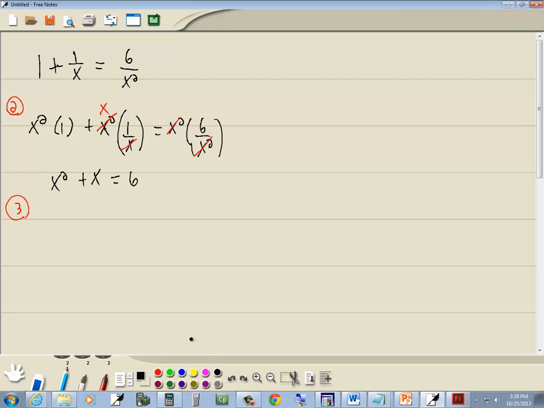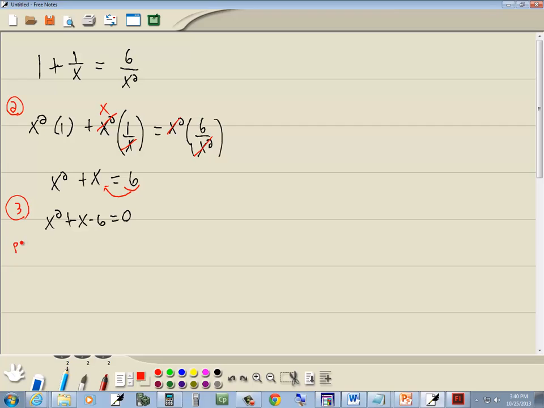Step 3, solve for x. You'll either have a linear equation or quadratic equation. In this particular one, we have a quadratic equation at this point. So I want to get everything over to one side, 0 on the other side. So I'll take the 6 over to the left side. Remember, when you take anything across your equals, your sign changes, so it becomes a negative 6.